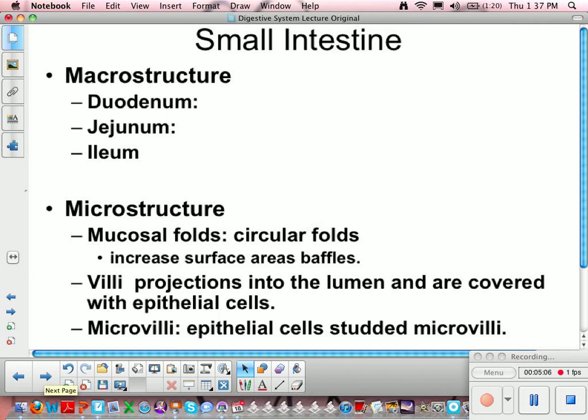For the small intestine macrostructure, there's three lengths of the small intestine, and you always hear small intestines like 33 or 36 feet long, but these three lengths make that up. Duodenum comes first. Jejunum next, and then the ileum last.